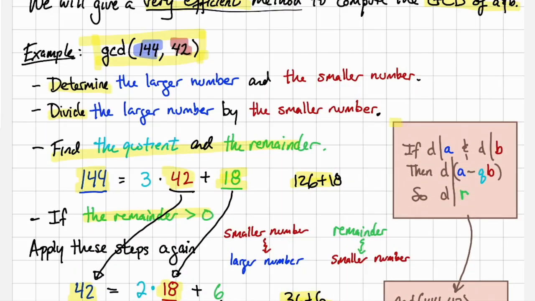Here we're going to rely on one of the rules of divisibility that we talked about earlier. We're looking for the greatest common divisor of a and b. So we're looking for a divisor of a and a divisor of b. If you have a number d that's a divisor of a and a divisor of b, then it's also a divisor of a minus the quotient times b, which is another way of saying that d is a divisor of the remainder. That works for any divisor of a and b, so it also has to work for the greatest common divisor of a and b.